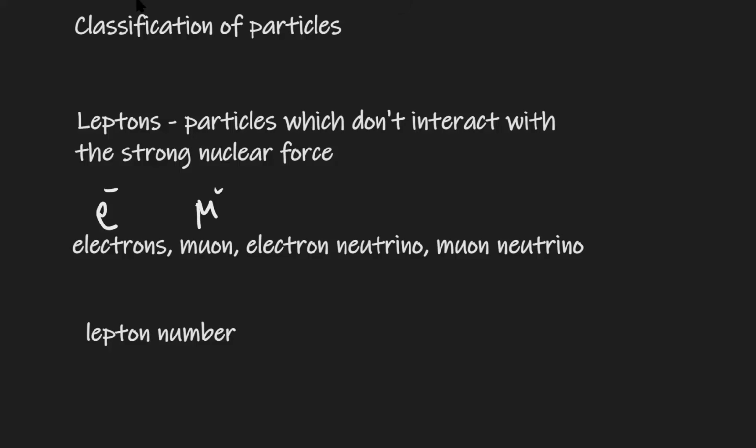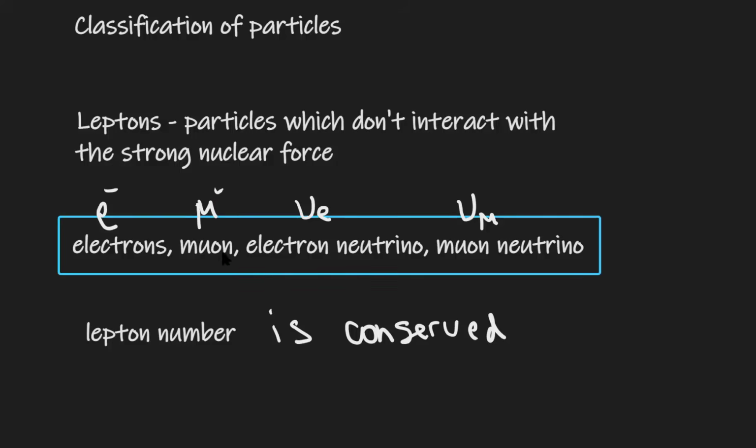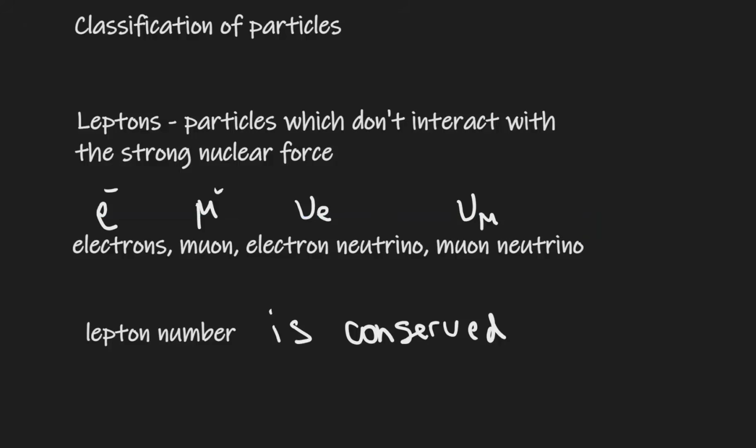It's almost like the heavier cousin of the electron. There's also the electron neutrino, which is given like this, and we also have the muon neutrino, which has the subscript of mu. Just like a baryon number, you can also conserve the lepton number, so we can just say that the lepton number is actually conserved. The muon, though, being a little bit heavier, is unstable and it will eventually decay to an electron.